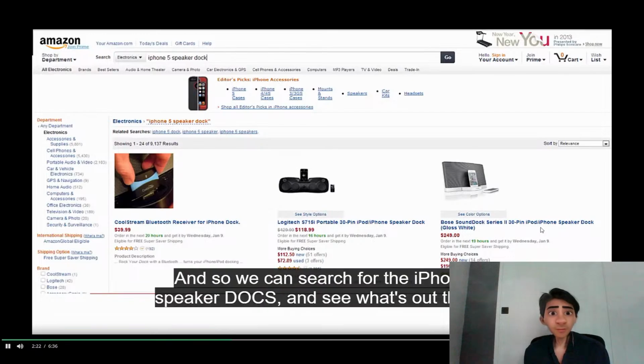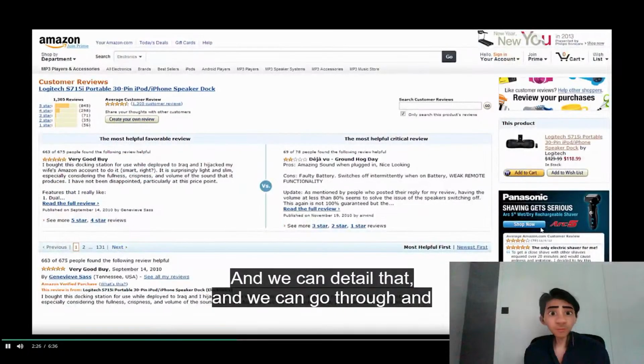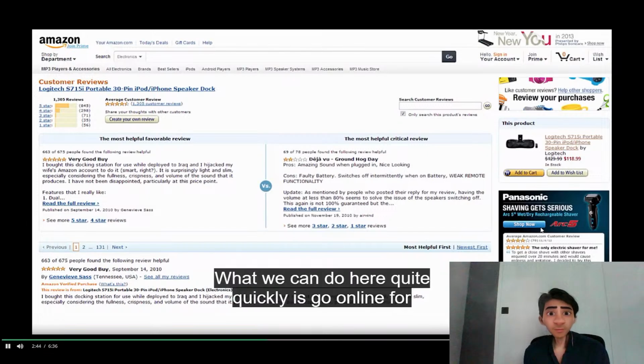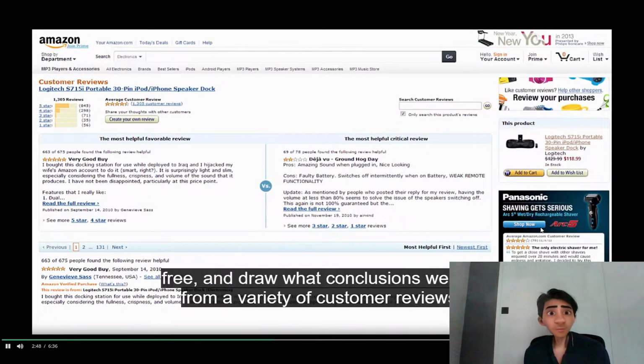And so we can search for the iPhone 5 speaker docks and see what's out there. And we can detail that, and we can go through and we can see, in this case, over 1,000 customer reviews. That would be nearly impossible to get this level of detail by doing any level of surveys. And if we did do surveys, it would take a lot of time, and it would be expensive. What we can do here quite quickly is go online for free and draw what conclusions we can from a variety of customer reviews.